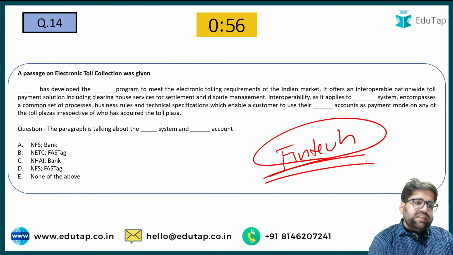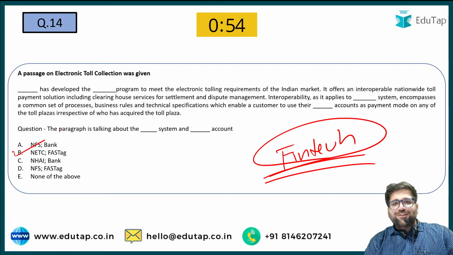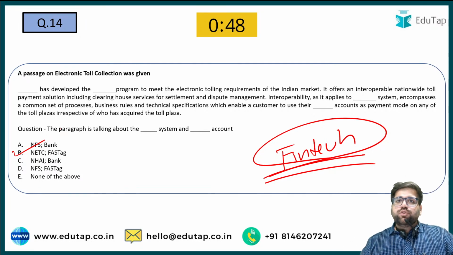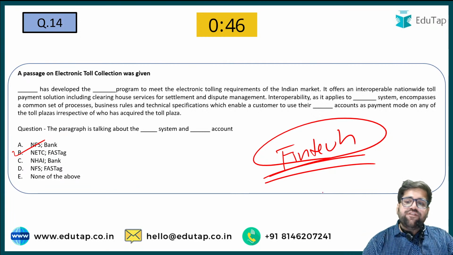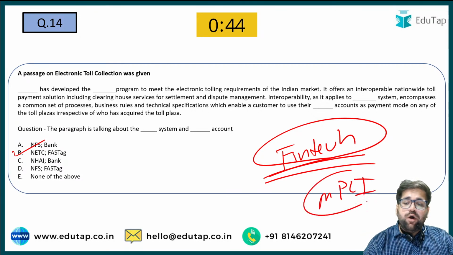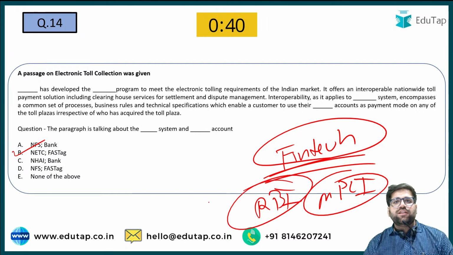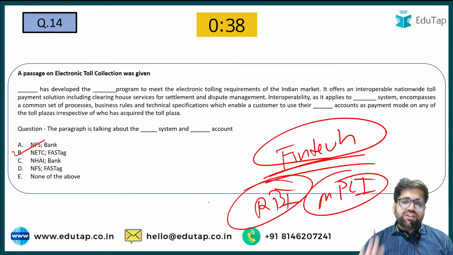Yes, the correct answer will be this. That is option B. Sorry, not this. That is National Electronic Toll Collection. Now, if you see, India is taking huge steps towards digitization, and in the same, we have seen how NPCI, how RBI, how SEBI, and different regulatory bodies are coming together for the digital transformation of our country.